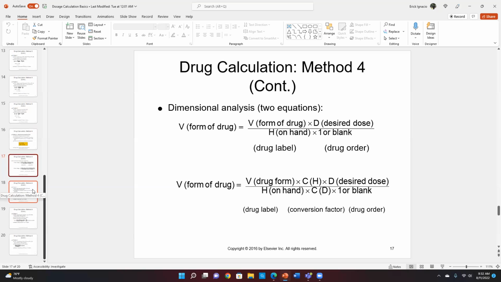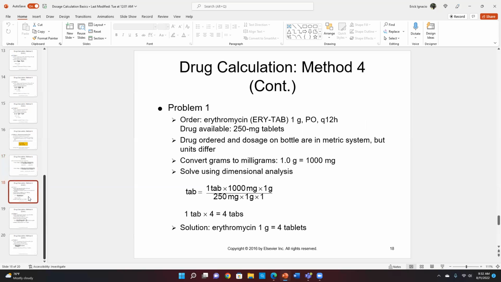So let's take a look at some of the problems that use dimensional analysis. Here is the problem. Erythromycin, 1 gram PO by mouth Q 12 hours. What's available is 250 milligram tablets. The drug ordered and the dosage on the bottle are in the metric system, but the units are different. We can't keep grams. We have to convert grams to milligrams.